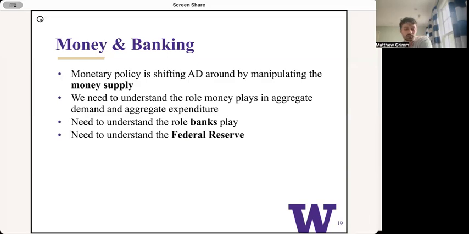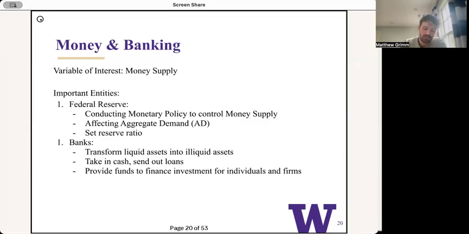I guess we're just shifting straight into monetary policy. This is more like chapter 13. So monetary policy is shifting aggregate demand around by manipulating the money supply. So we need to understand the role of money, how it's going to play in aggregate demand, aggregate expenditure. We need to understand the role banks play and the Federal Reserve.